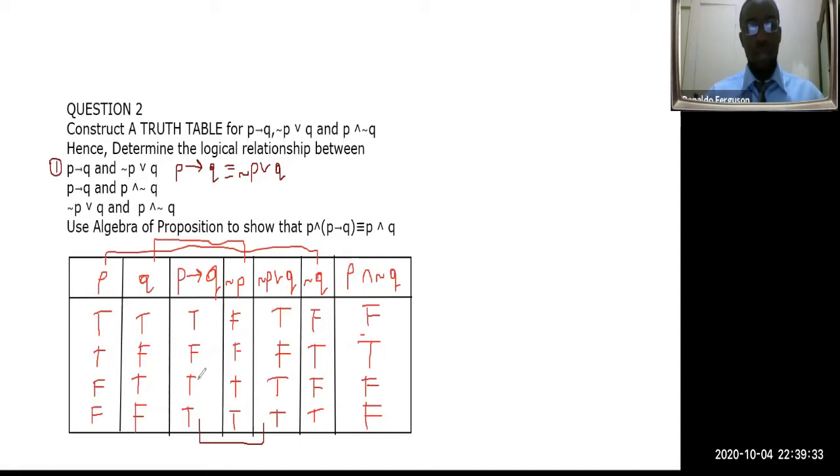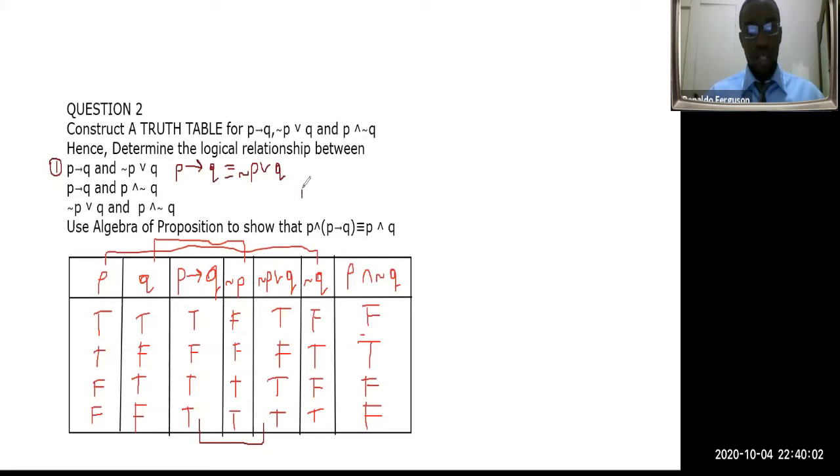So this is P implies Q, and we're looking at the relationship between P and not Q. Notice that when we have true here, we have false here, and when we have false here, we have true here, and when we have true here, we have false here. And so both of them are the negation of each other.